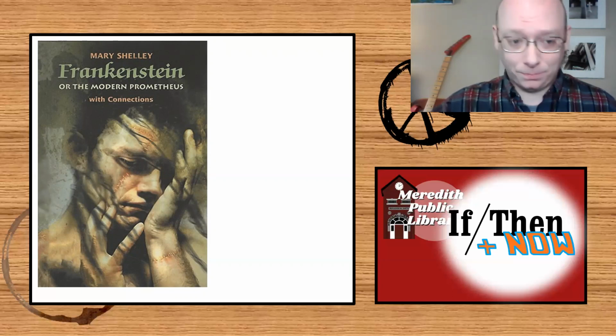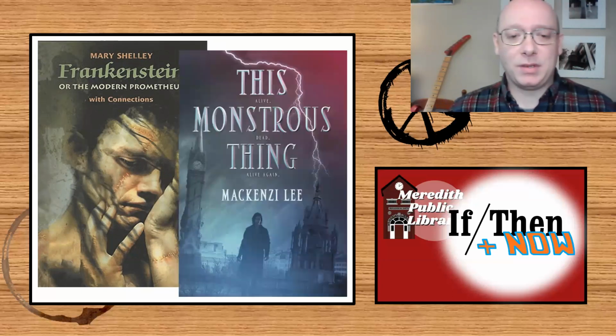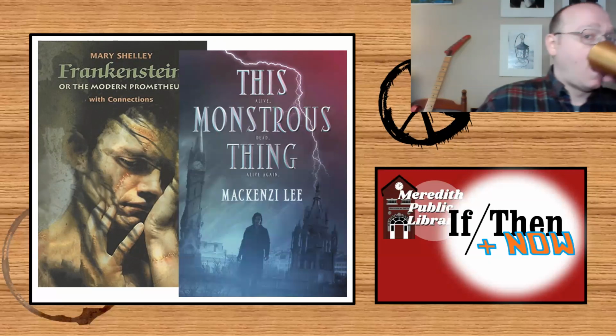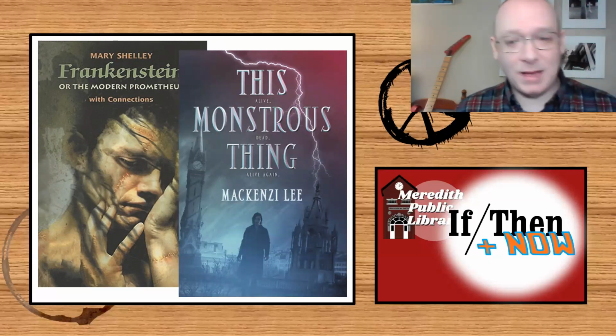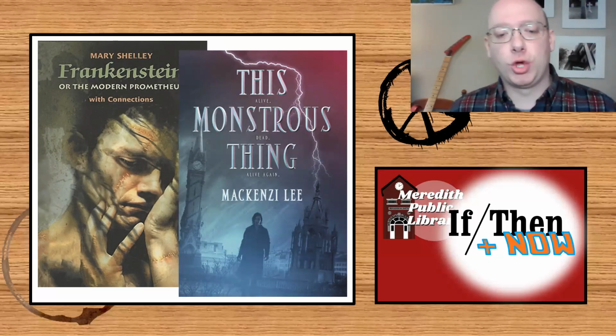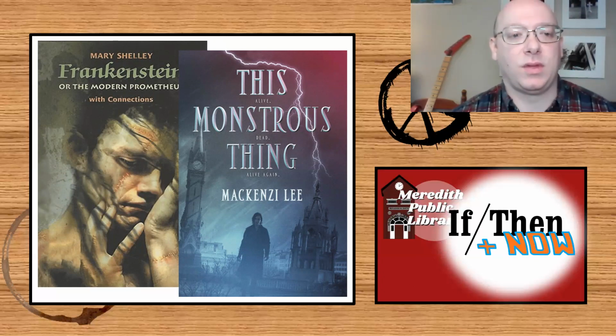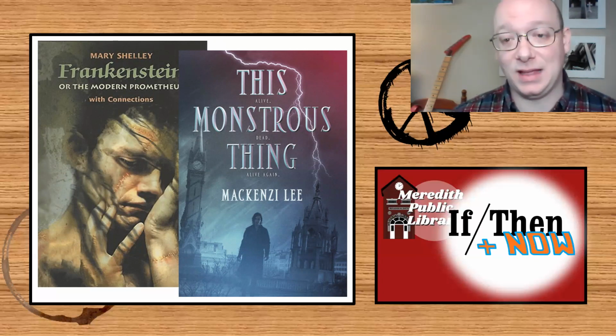Great, great book. So our modern tale that is connected, it's a pretty direct connection, is This Monstrous Thing by Mackenzi Lee. So this book takes place in Geneva in 1818. So we already have our connection. Frankenstein, the story takes place in Geneva, and again was first published in 1818.